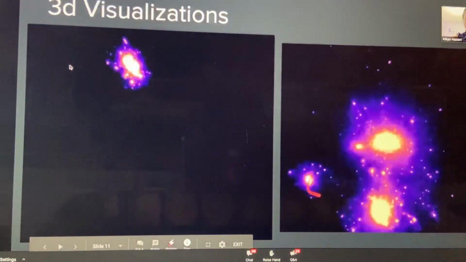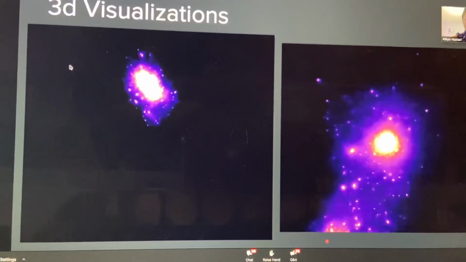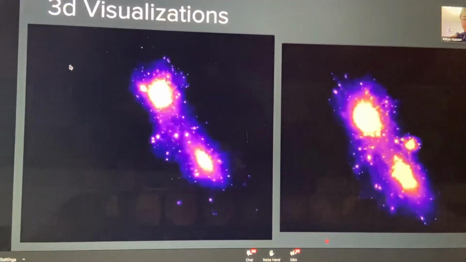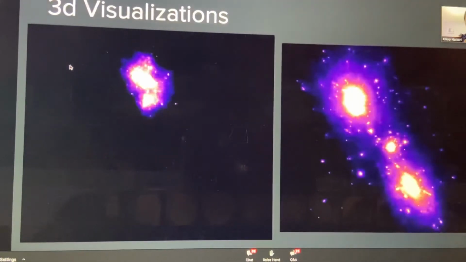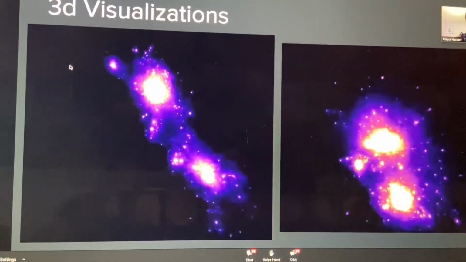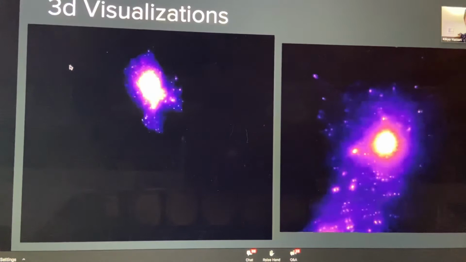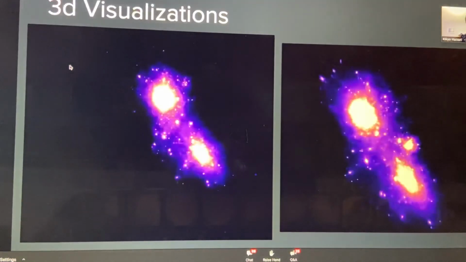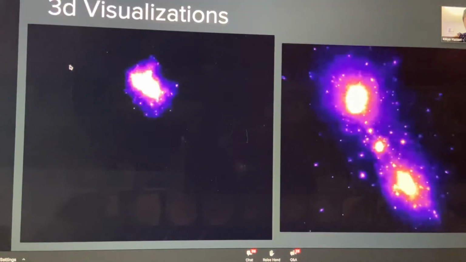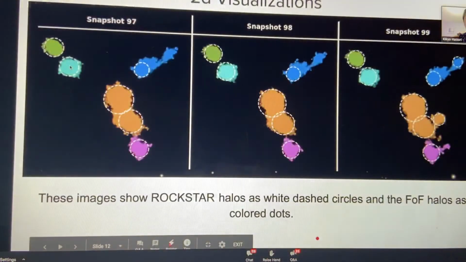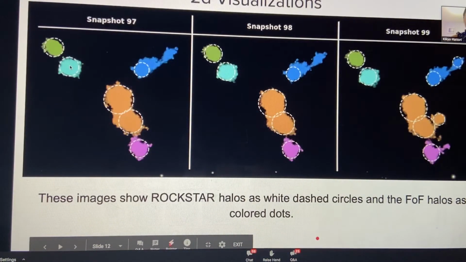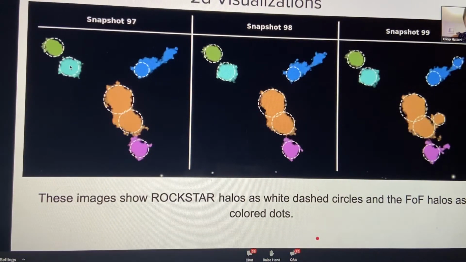And although it looks like there are 3 separate halos, the head, the body, and the tail, FOF grouped it as one halo. And that made us question if the FOF algorithm was accurate. And for this reason, we decided to compare it with the Rockstar algorithm. And here's the comparison of the 2 grouping methods.